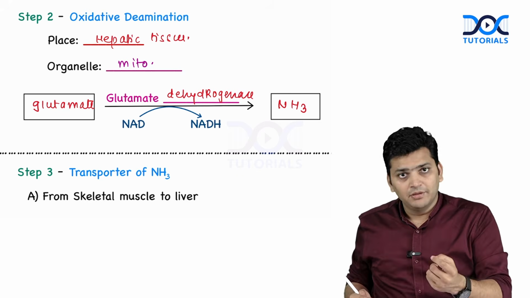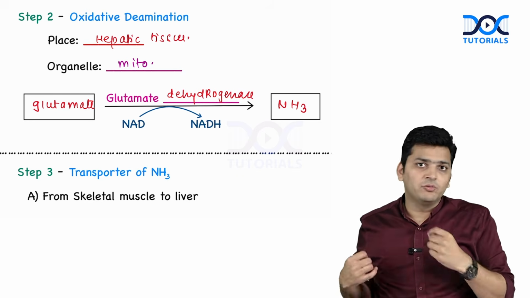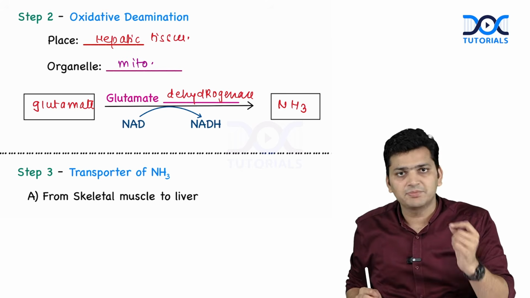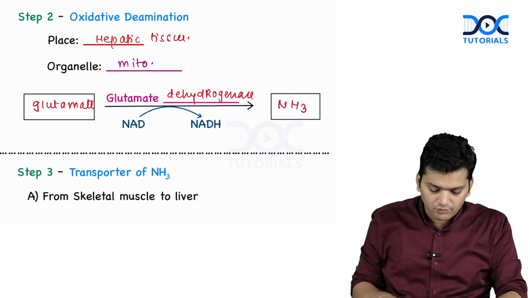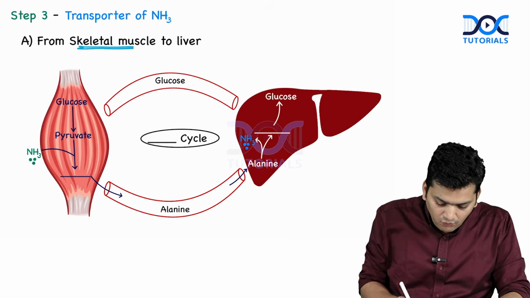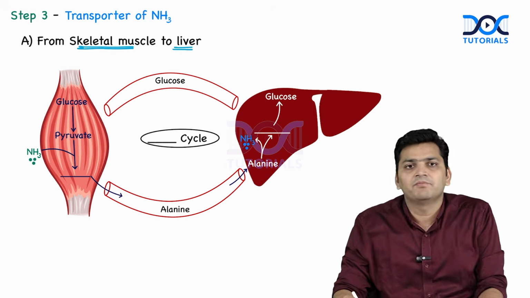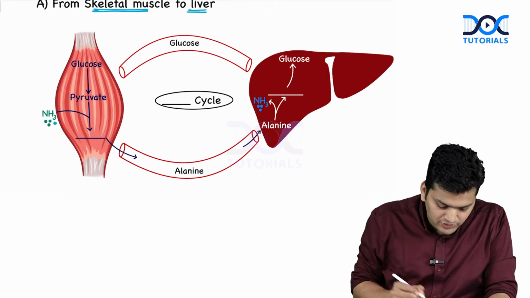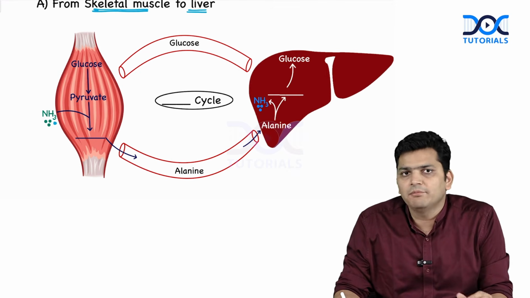The third step: there are some free ammonia molecules in our body which we have to bring to the liver, and that is the transport of the ammonia. So how are we going to transport the ammonia? First we will learn how we bring the ammonia from skeletal muscle all the way to the liver. For example, here are the free ammonia molecules in the muscle. I want to bring them to the liver.